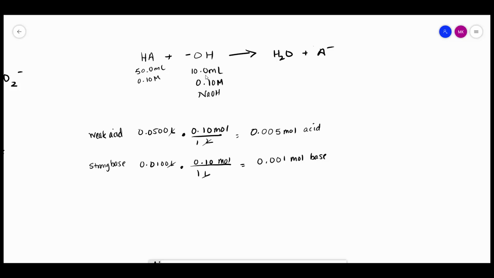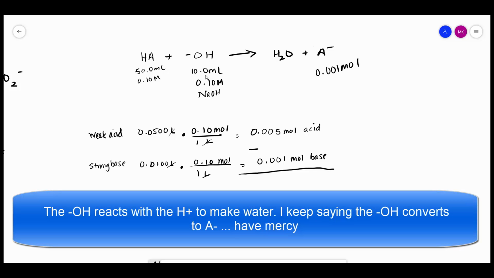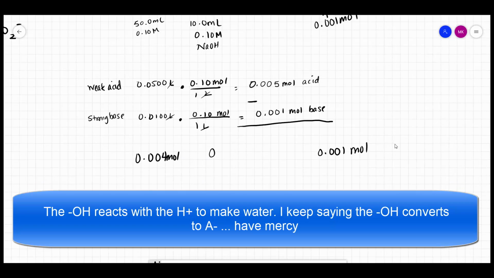So the weak acid reacts with the strong base and it just goes away. In order for it to go away, mathematically, we subtract. So we subtract the moles of the base from the moles of the acid. So when I use these moles of base, then what I'm doing is I'm making 0.001 moles of my conjugate base. When these two react, however, I have 0.004 moles of my acid left. There are no moles of my hydroxide left because they have converted into my conjugate base.